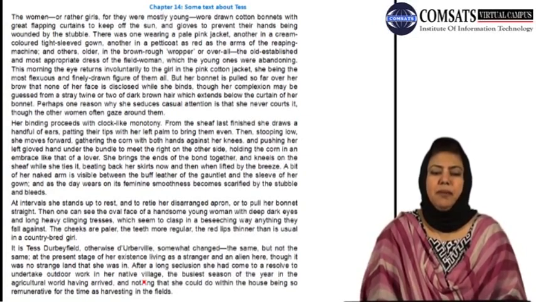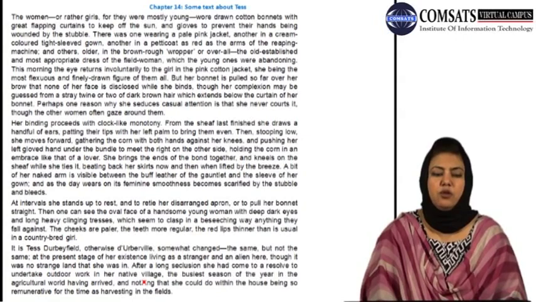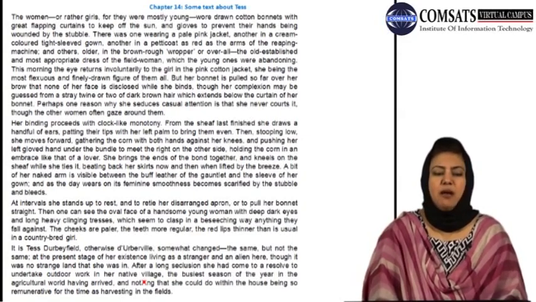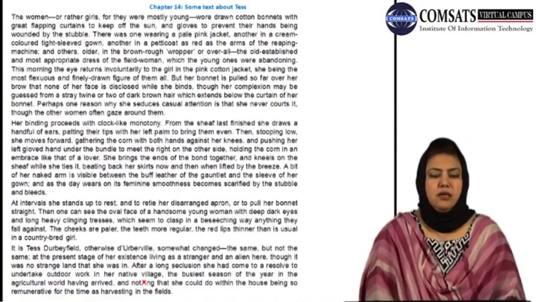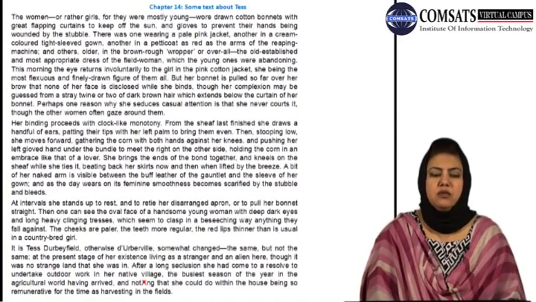There was one wearing a pale pink jacket, another in a cream-colored tight-sleeved gown, another in a petticoat as red as the arms of the reaping machine, and others older in the brown rough wrapper or overall, the old established and most appropriate dress of the field woman, which the young ones were abandoning. This morning the eye returns involuntarily to the girl in the pink cotton jacket, she being the most flexuous and finely drawn figure of them all."